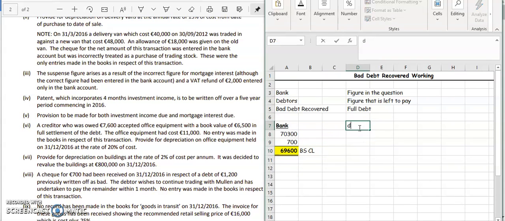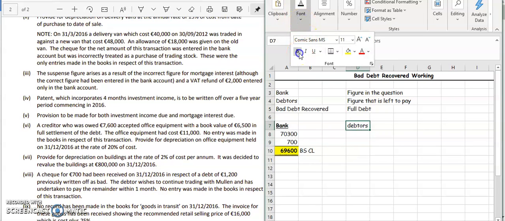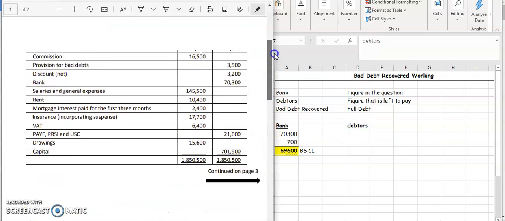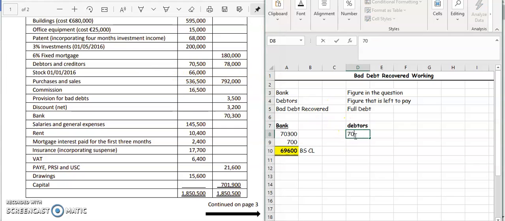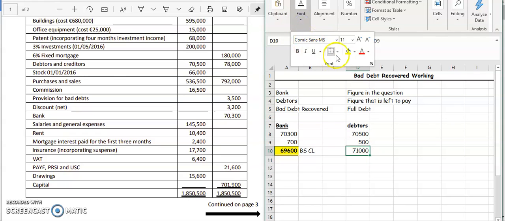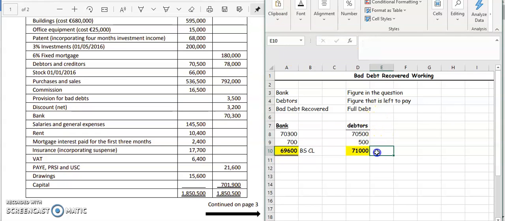The next one then we had is debtors. So your debtors figure, once again, we're going to have a look in the question, see what our debtors figure is. So we go back up to the trial balance. Our debtors, 70,500. And that's going to increase by 500. So it's going to be 1,200 minus 700. It's going to be 500, so we're owed 500. So that's going to be your new 71,000, a new figure for your debtors. That's going to go into your balance sheet as a current asset.